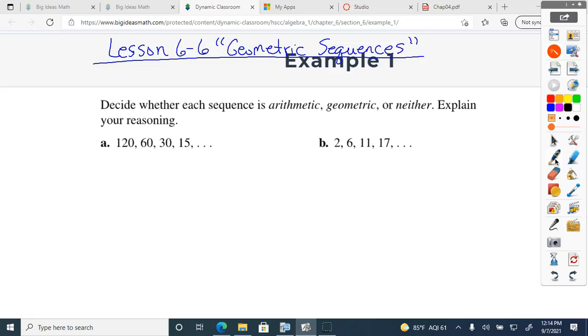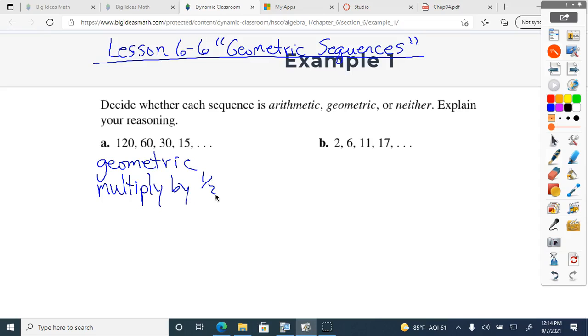So, A, 120, 60, 30, 15. What's happening every time? They're dividing by 2, so it is geometric. Okay? And your explanation could be either multiplying by 1/2, or you could divide by 2. I would take that. But just know that on the ACT or something, it's not going to say that. So what do you prefer? Multiplying by 1/2 is the appropriate thing.